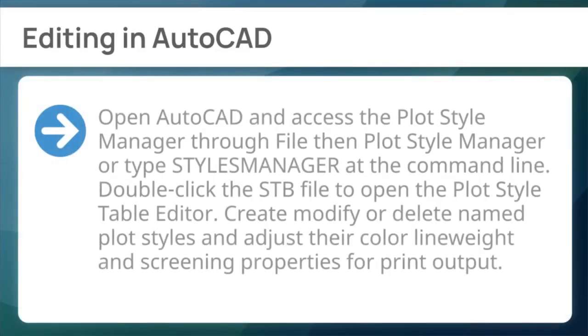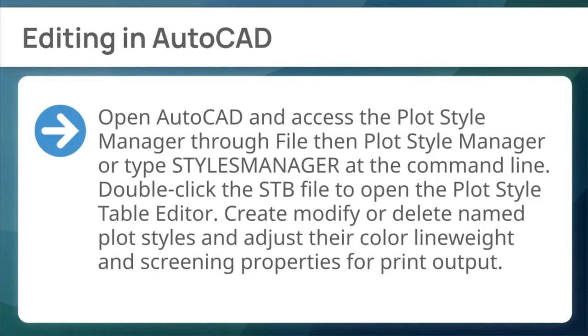First, editing in AutoCAD. Open AutoCAD and access the Plot Style Manager through File, then Plot Style Manager, or type Styles Manager at the command line. Double-click the STB file to open the Plot Style Table Editor. Create, modify, or delete named plot styles and adjust their color, line weight, and screening properties for print output.